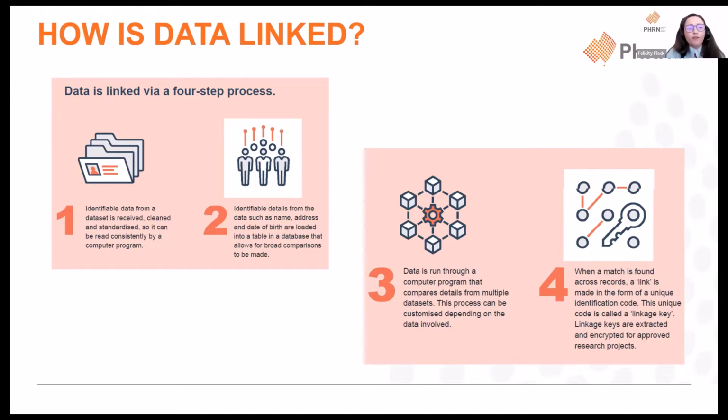So there are 4 basic steps in the process that we use, and essentially we take identifiable data from the record. So we separate the record, take the identifiers, we run those identifiers from the different data sources through a computer program that compares those details and decides whether there's a match. And when there's a match found, we call that a link. So let's think about that a bit more.